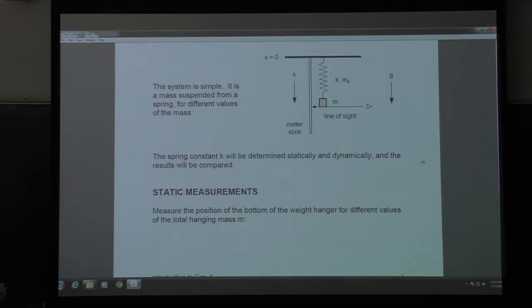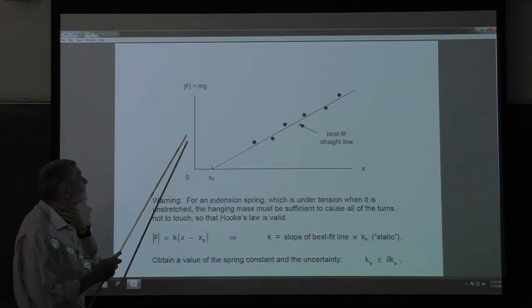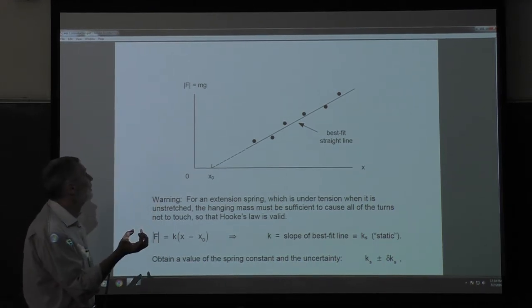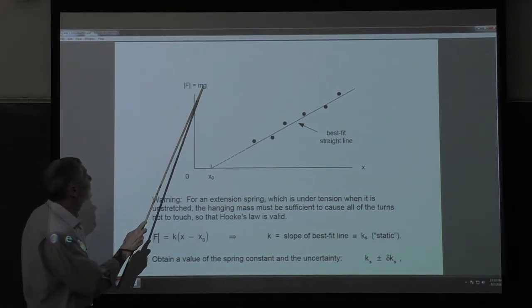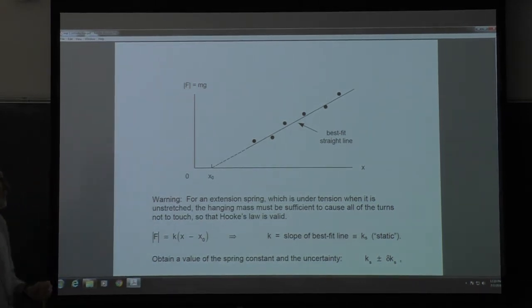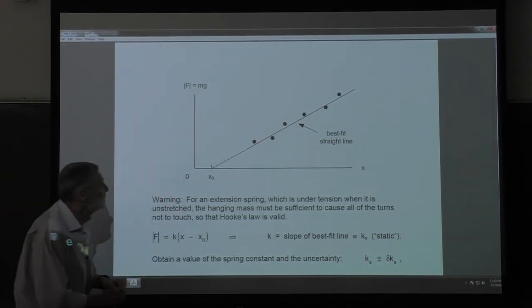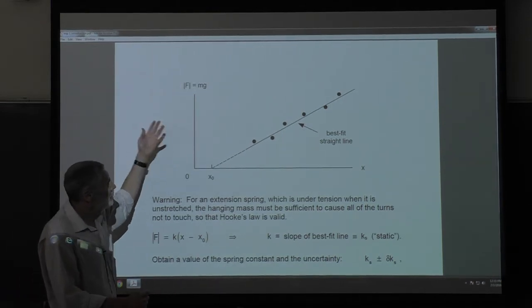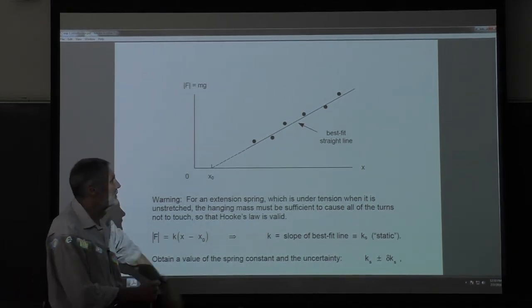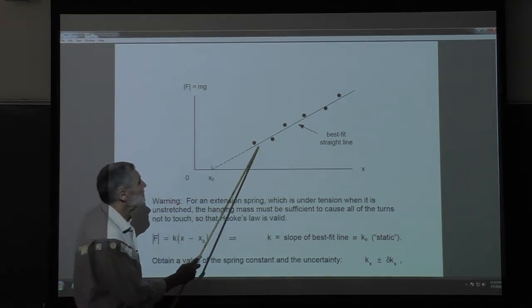Okay, so let's look at the static measurements first. Here's the idea. What you're going to plot is the force exerted on the spring, which is the total mass times g. That's the magnitude of the force. I put magnitude here because the spring force is opposite; there's a negative sign in Hooke's law. It's just to get rid of that. So this is basically what we call the hanging weight, which is equal and opposite to the force exerted by the spring. And you're going to get data here.